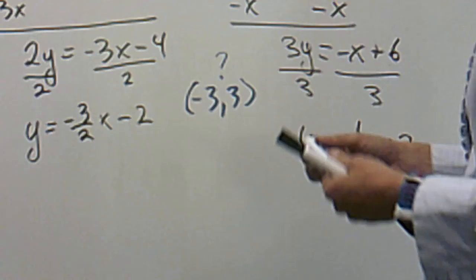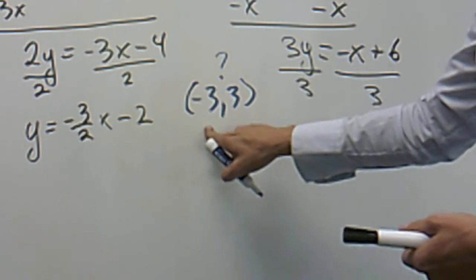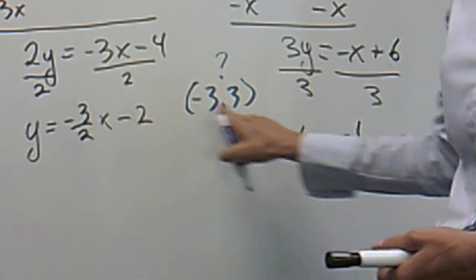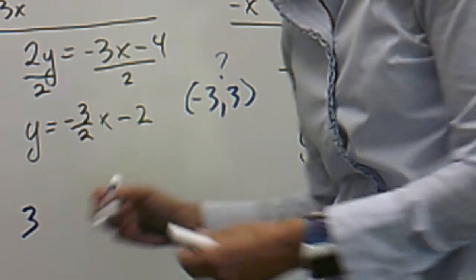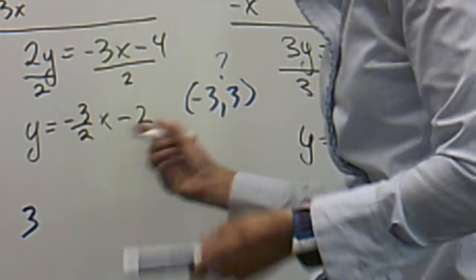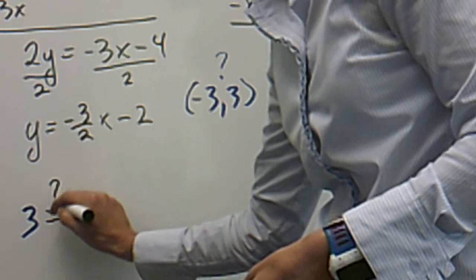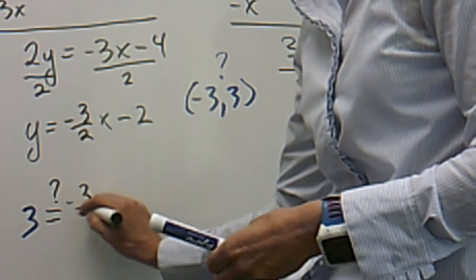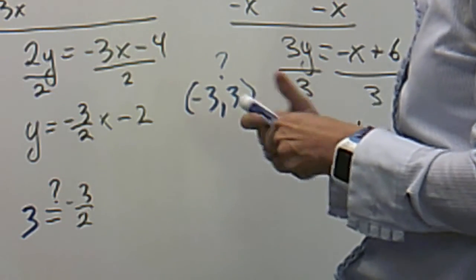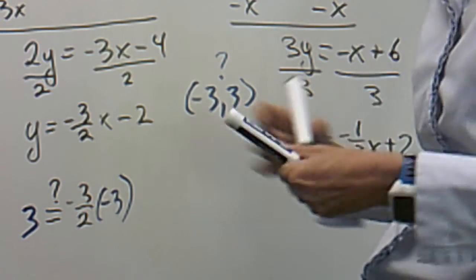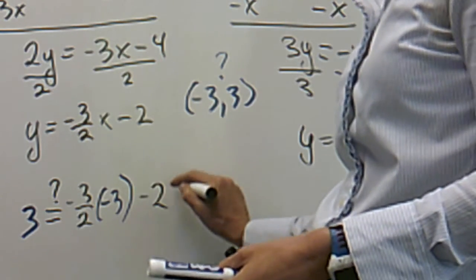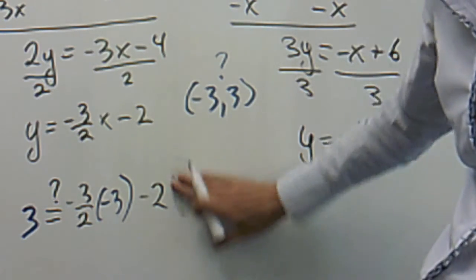So we put negative 3 in for x and 3 in for y, and we ask if it's true. So, does 3 equal, question mark, negative 3 halves, negative 3, minus 2? Is that true? Oops, I already have a question mark. I don't need it twice.